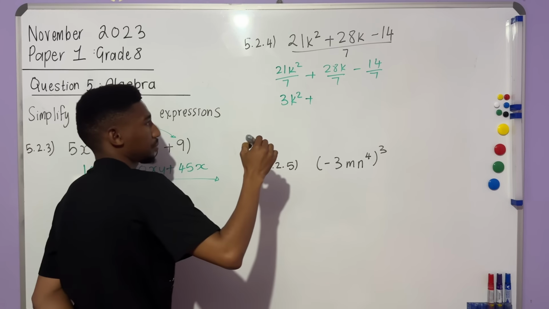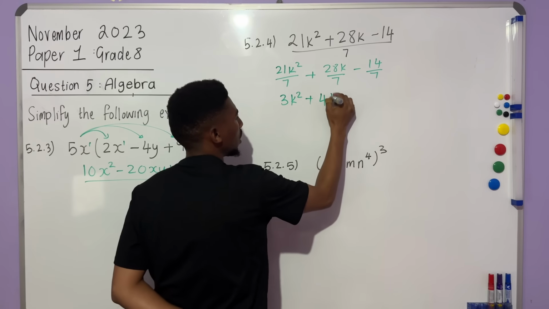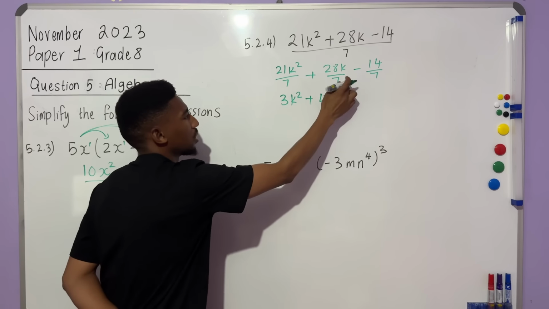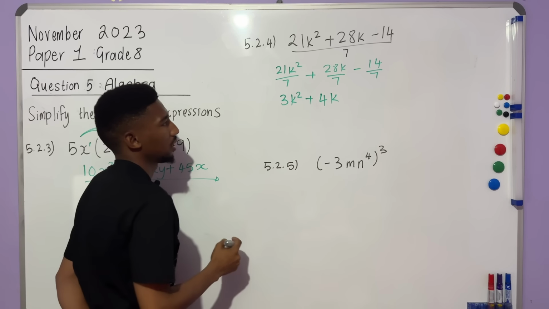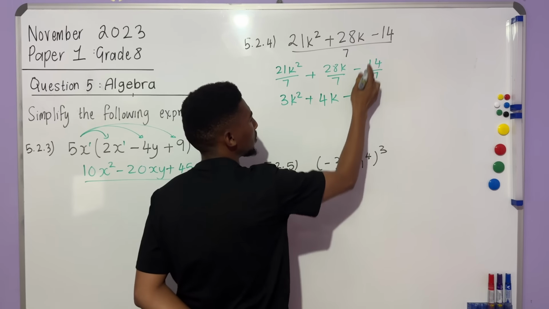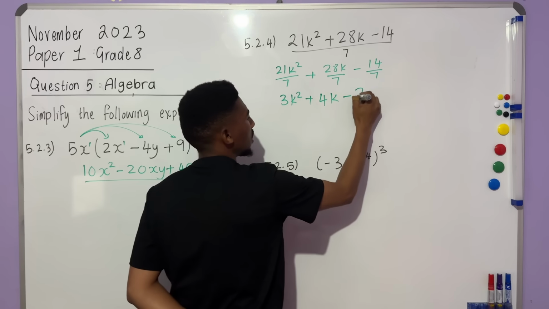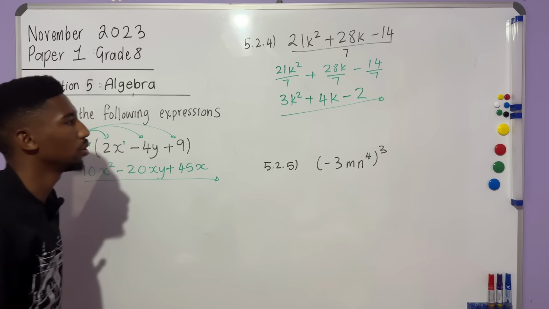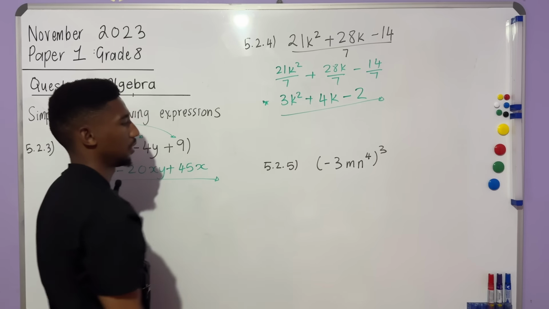Plus, 28 divided by 7 is 4, and the k comes down as well. Why is the k coming down? Because there's no letter that's dividing, so the k just comes along every time. And then the last term, minus 14 divided by 7 gives us minus 2, and that's our final answer because there are no like terms, so you stop there.